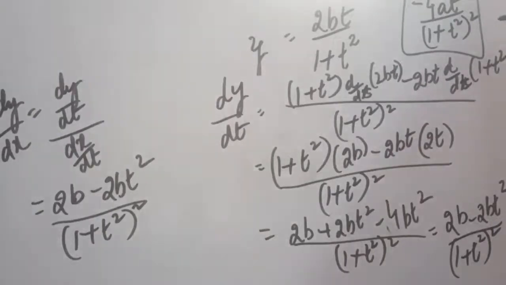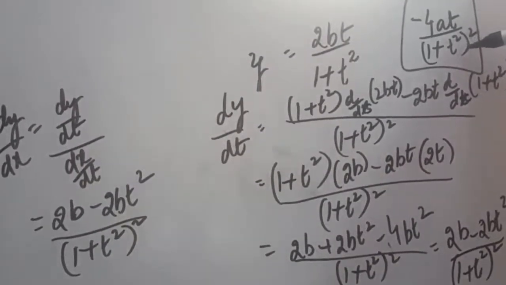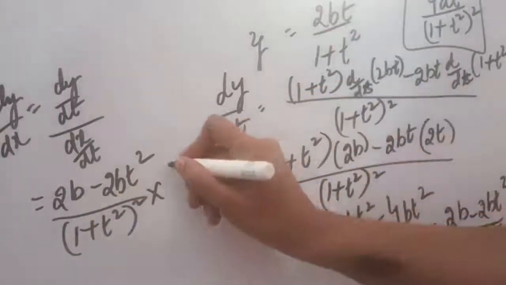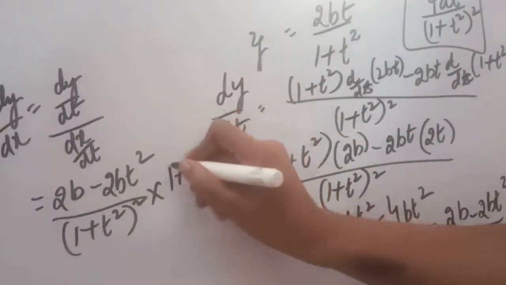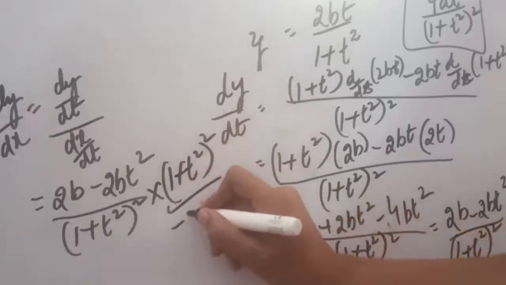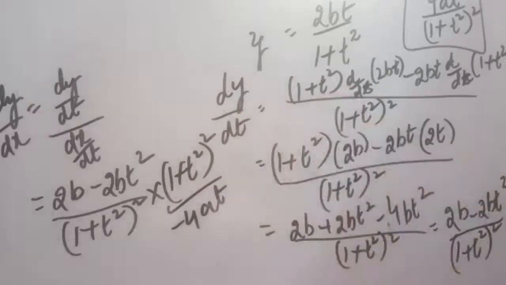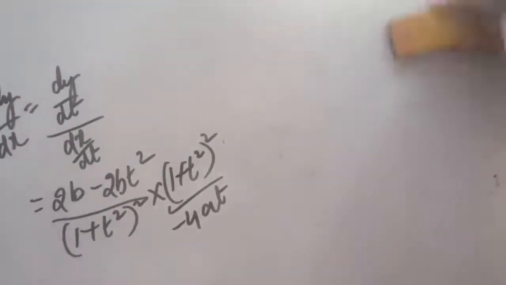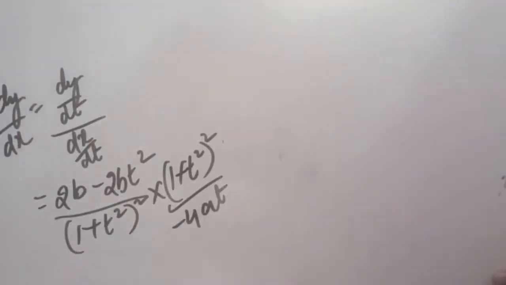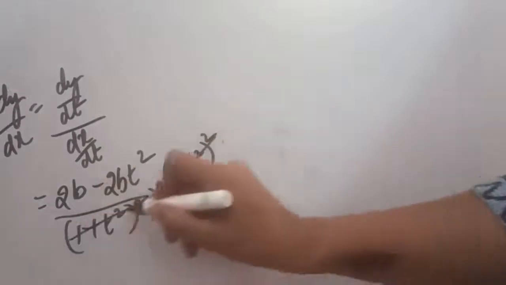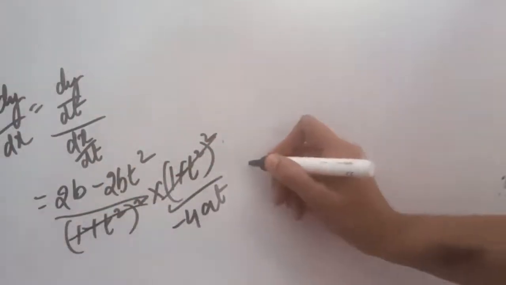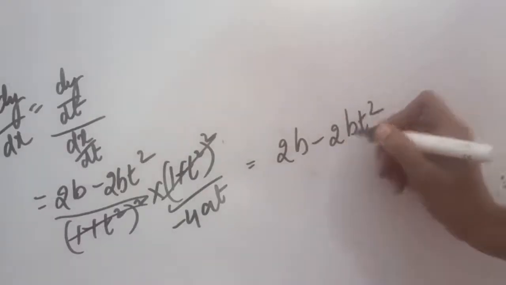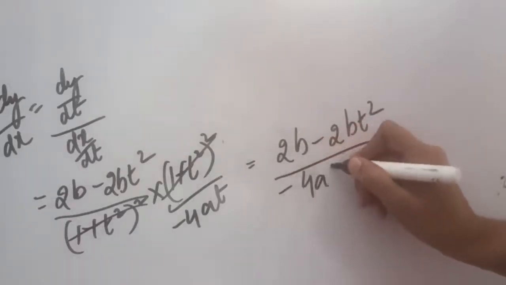Our first answer was this, minus 4at. So if we will divide it, ultimately it will become opposite. So it will be 1 plus t square whole square divided by minus 4at. So that's it. Now we have to solve this, how much we can solve and reach the answer. Now you can see these two are common. So we are left with 2b minus 2bt square divided by minus 4at.